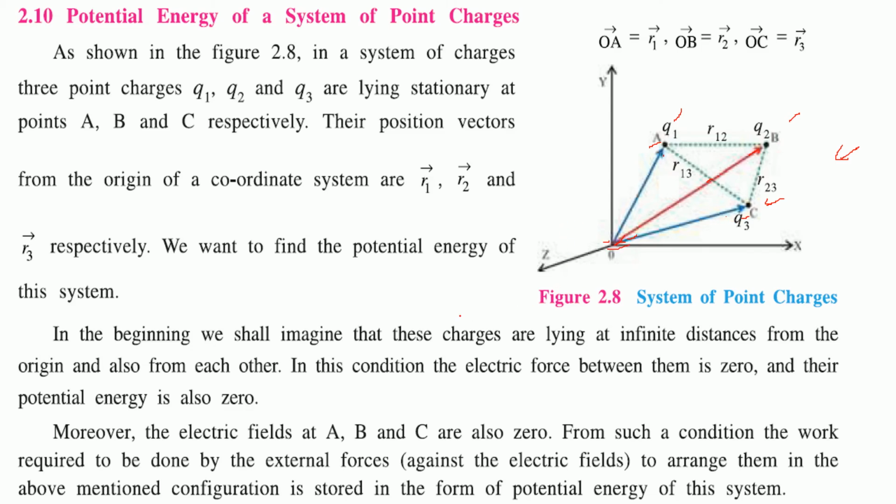We can imagine that these charges are lying, say, at infinite distance from the origin and also from each other. But in this condition, the electric force between them will be zero because they are very far apart, and their potential energy will be zero. And the electric field at A, B, C are also zero. And in this type of condition, the work required to be done by external forces, or especially against the electric fields, in order to arrange them in this configuration, is stored in the form of potential energy of the system.